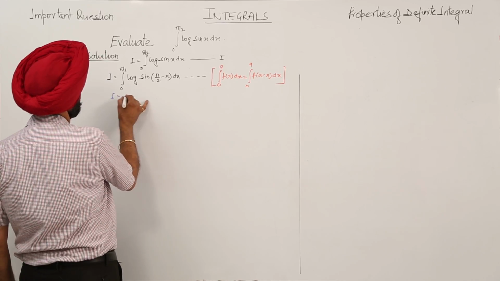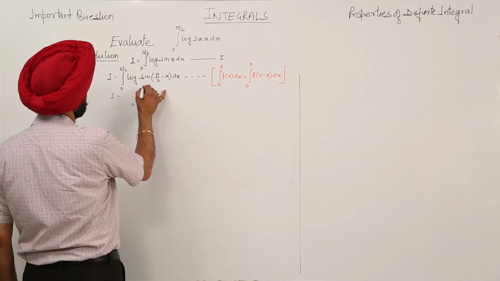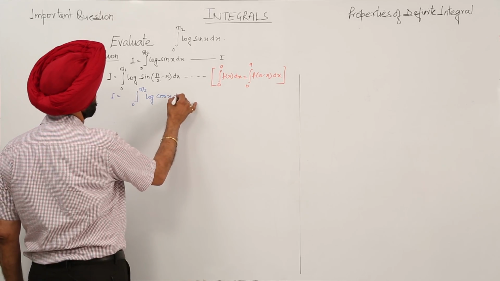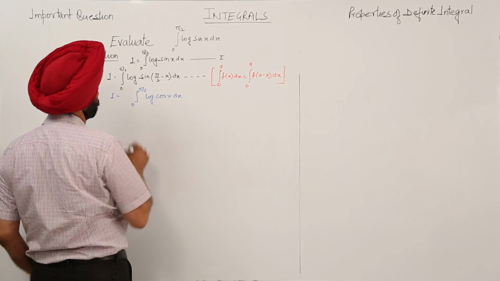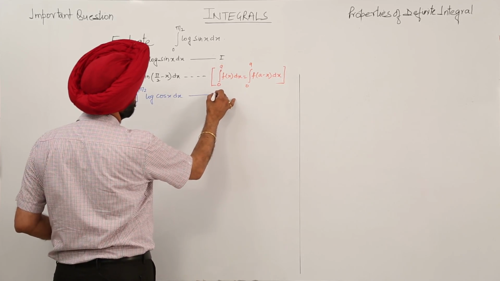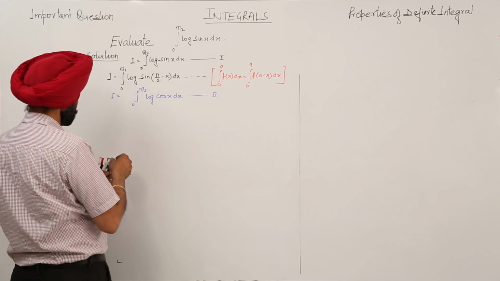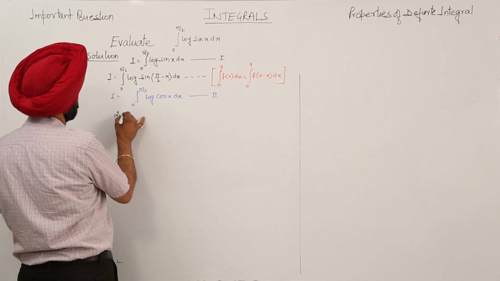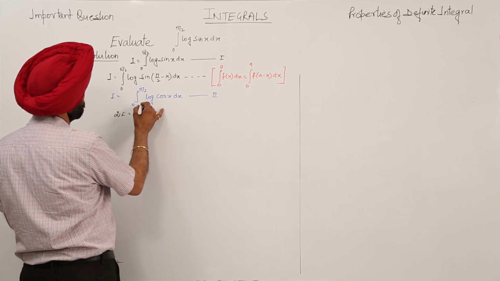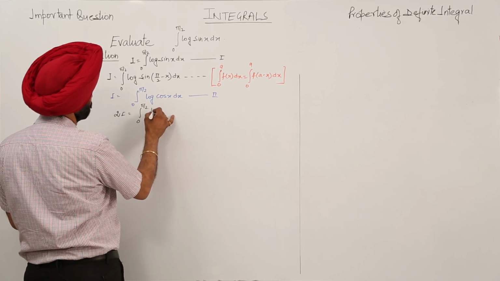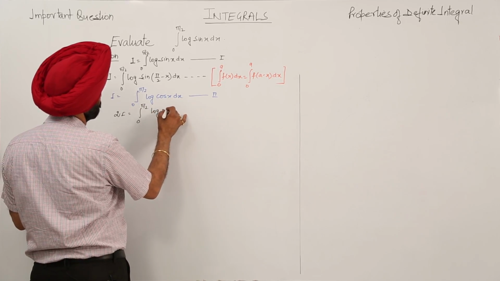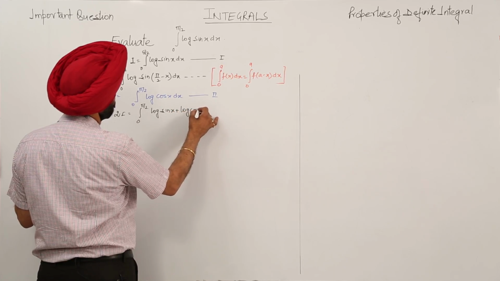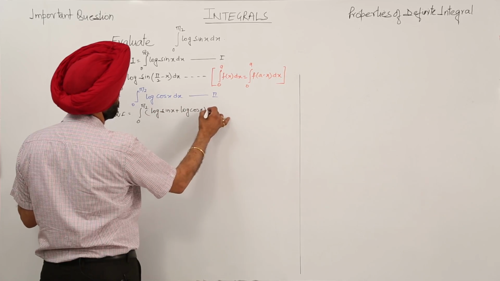Now this becomes the integral from 0 to pi by 2 of log cos x dx. Let this be the second equation. Adding, 2I is equal to the integral from 0 to pi by 2 of log sin x plus log cos x dx.